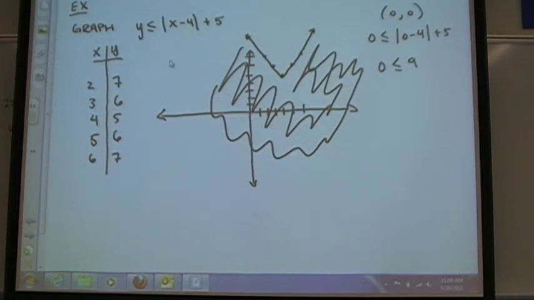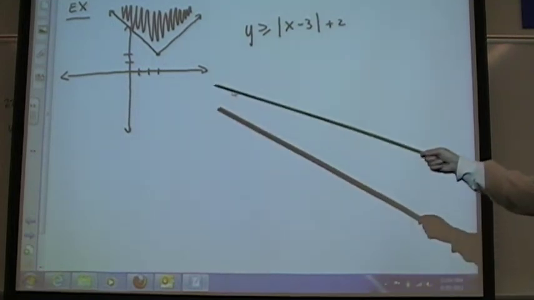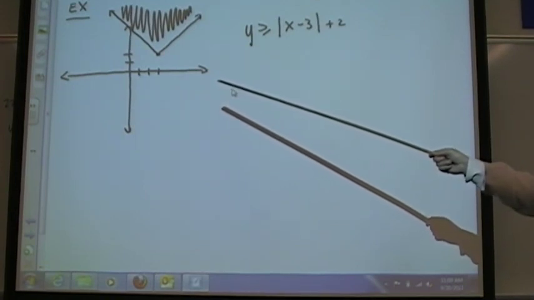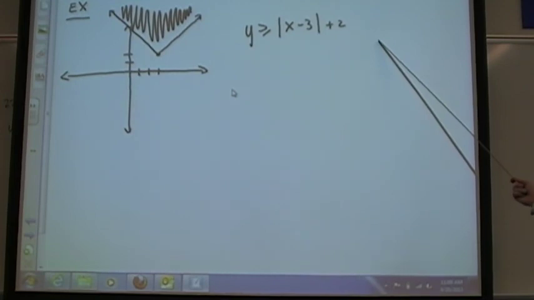Alright? And last, I will give you a graph like that, and you have to come up with the equation. So what you do here is figure out what the vertex is. What's my vertex over there? 3, 2. Then you should easily be able to come up with this, right?